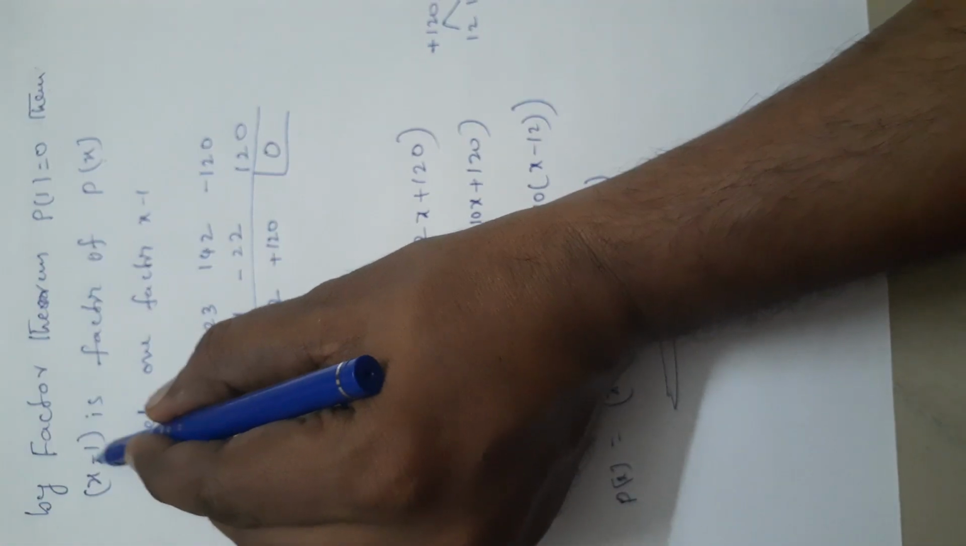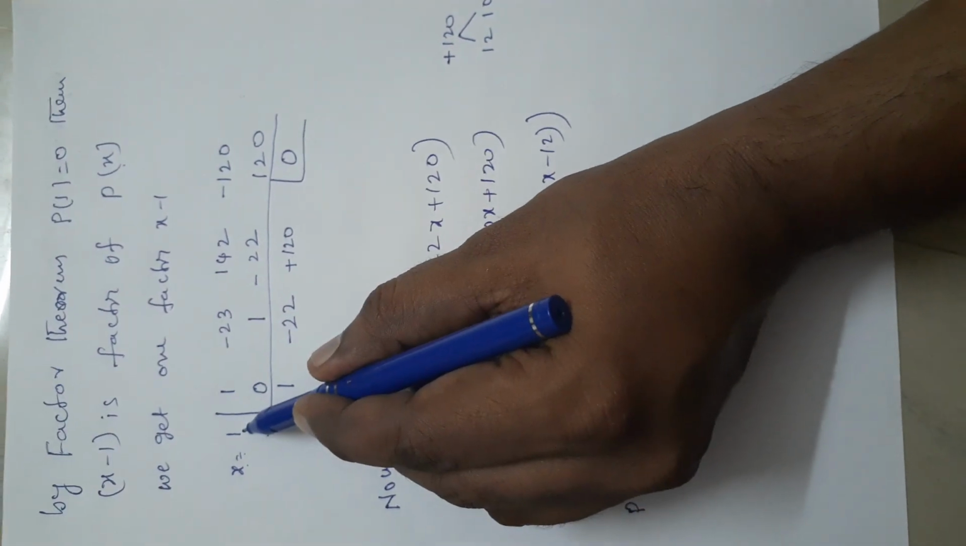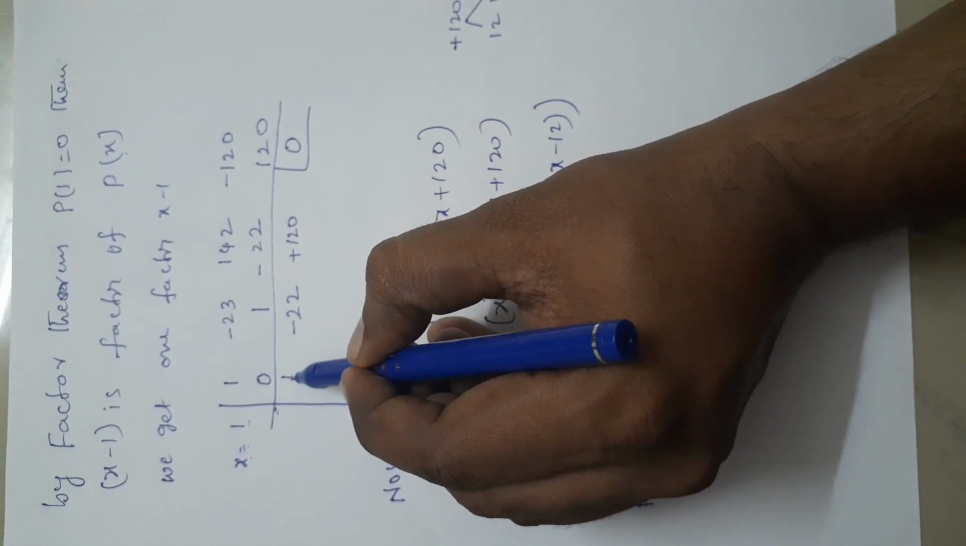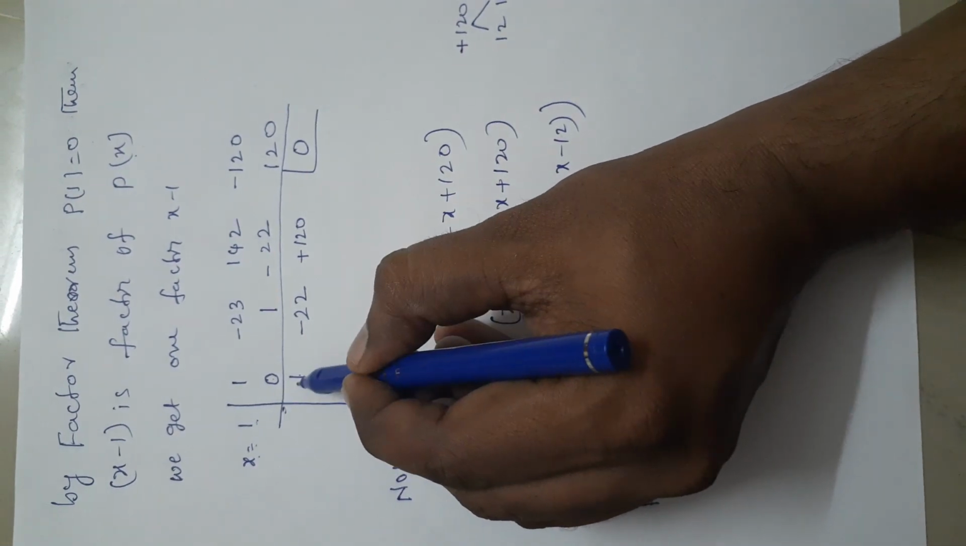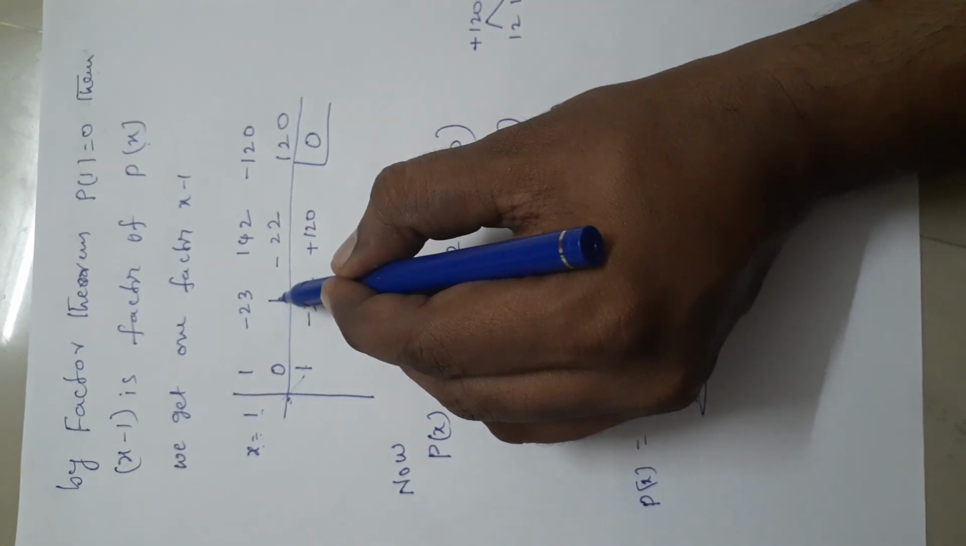Suppose x plus 1 is a factor, then we need to take minus 1. Here x minus 1 is there, so I will take x equal to 1. Initially we kept 0. 1 plus 0 is 1. This 1 you should multiply with the x value. 1 into 1 is 1. That 1 you should write here.